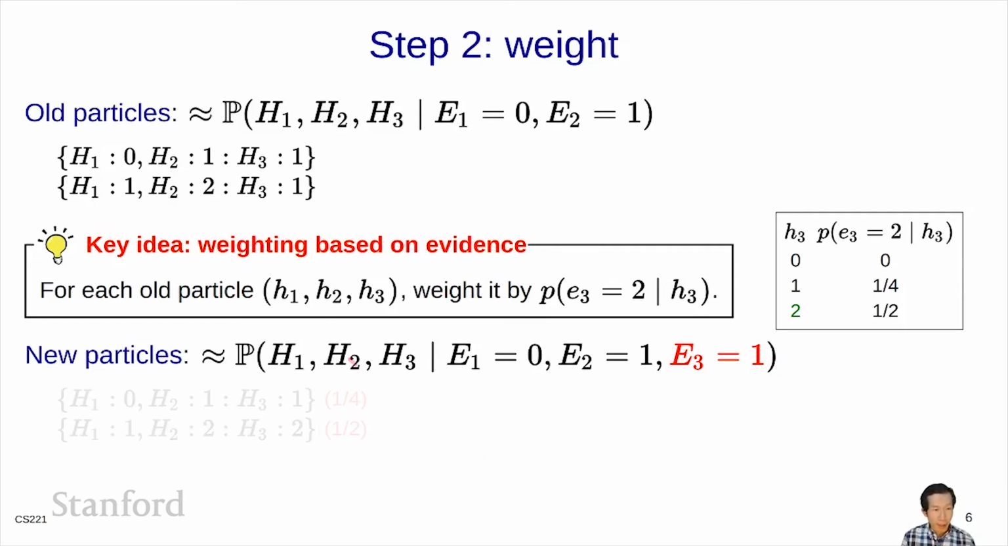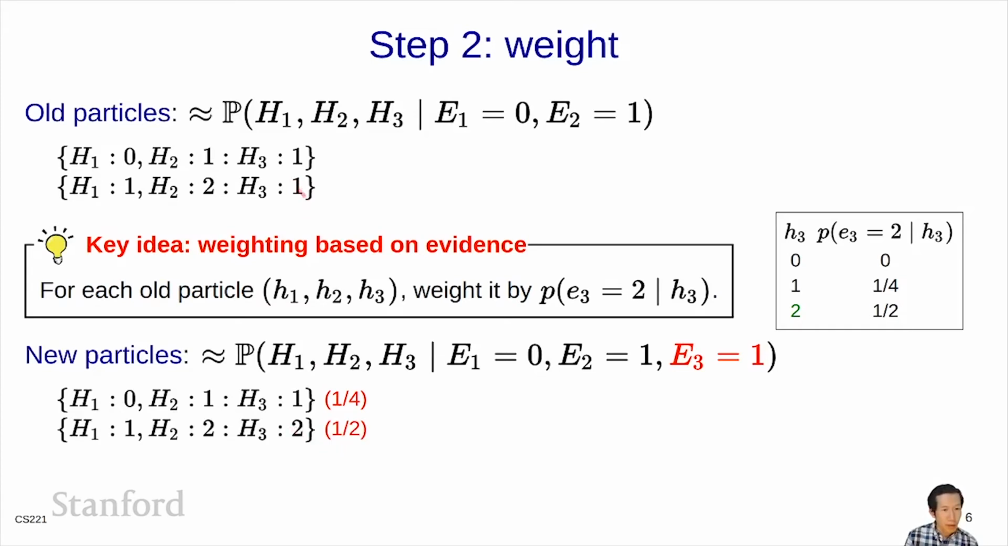So let's work out this example. So for the first particle, I have H3 equals 1. It's going to generate the evidence E3 equals 2 with probability 1/4. So I have a weight of 1/4 attached to the first particle. The second particle, this should be a 2 here actually, has H3 equals 2. And I'm going to look up this table, and that's going to have weight 1/2 because the probability of generating a 2 given a 2 is 1/2. So I have a weight of 1/2 on this particle.